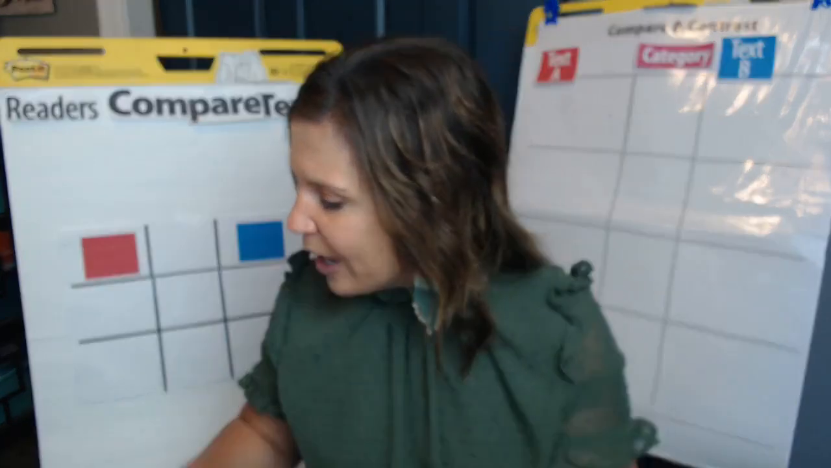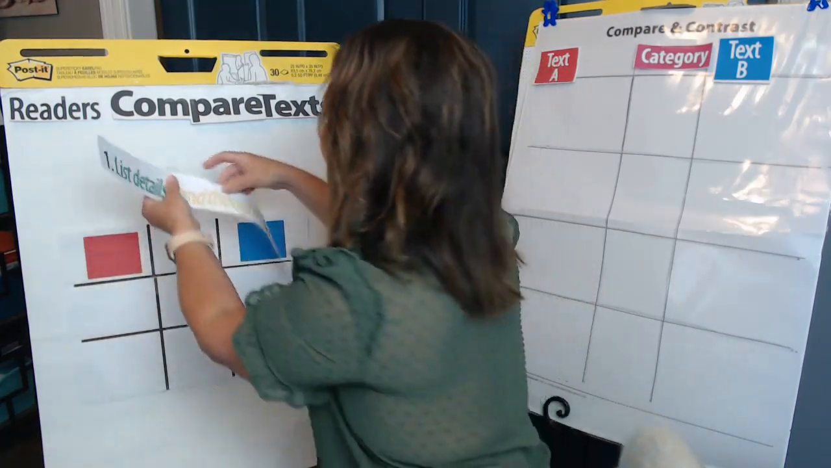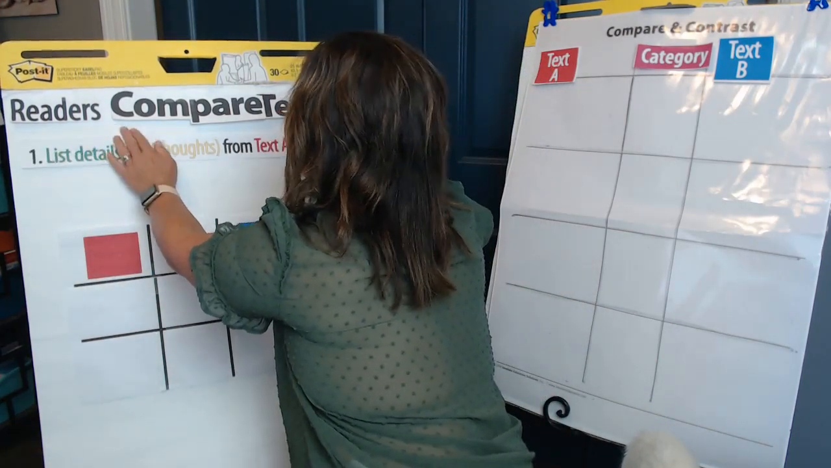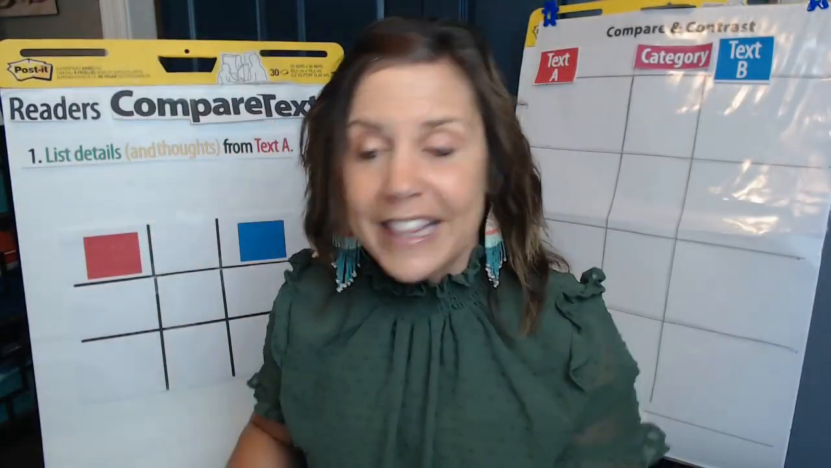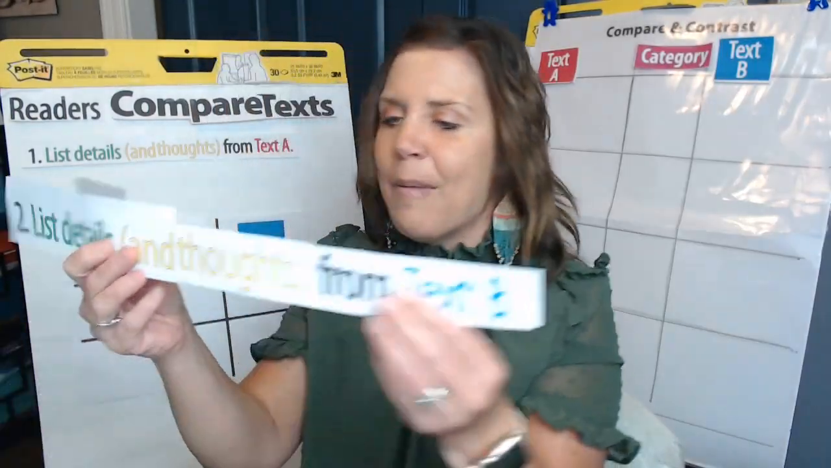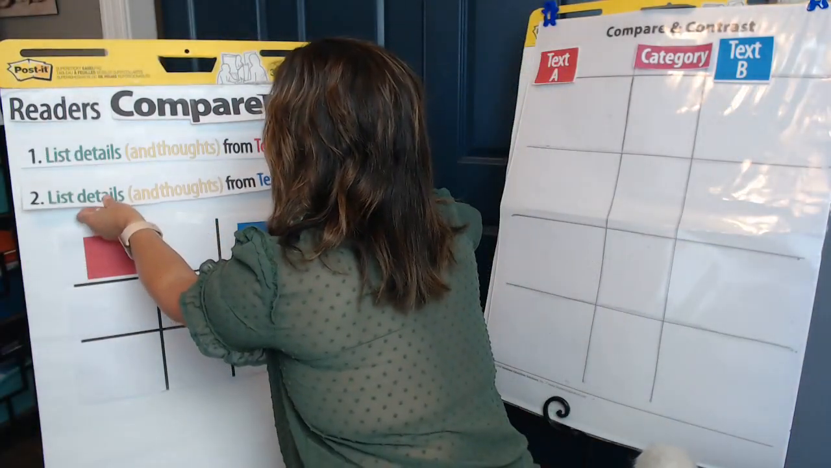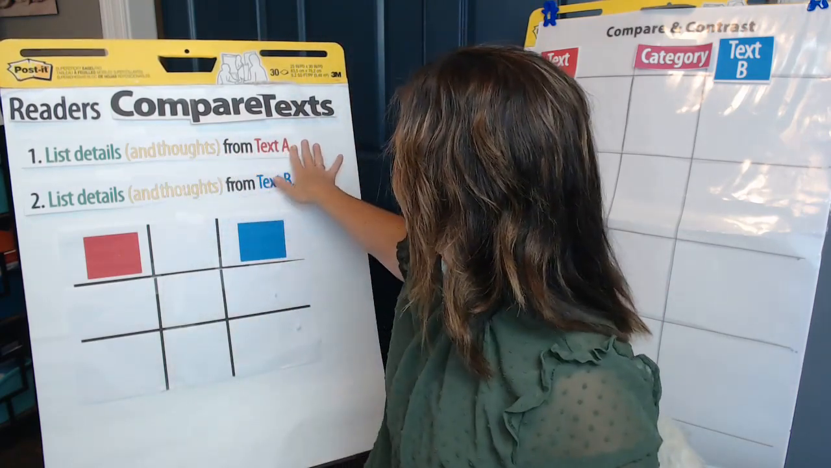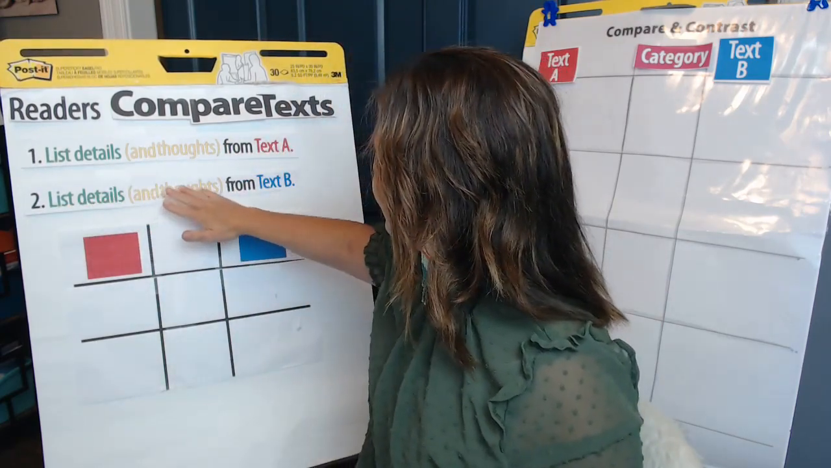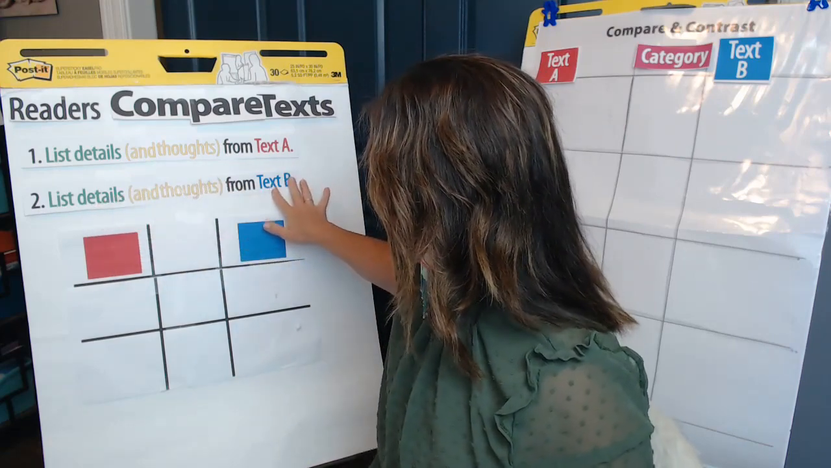Okay, so we're going to read and list all the details from the first book. We'll call it text A. Okay, and we're going to use red for text A. Then you're going to read and list all your thinking voice thoughts about text B next. So you're going to do it in order. You're going to read one text, the whole thing, and list your reading voice and thinking voice thoughts. And then you're going to read the second text, the whole thing, and list your reading voice and thinking voice thoughts from text B.